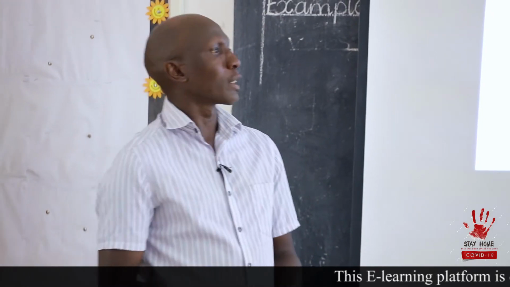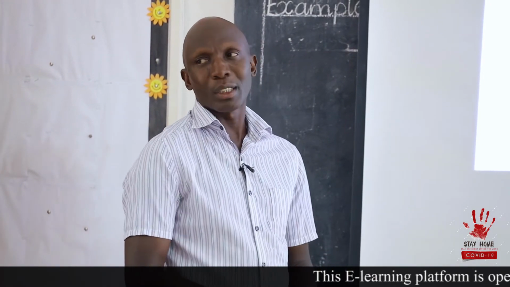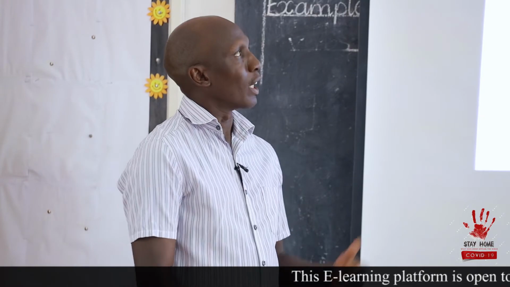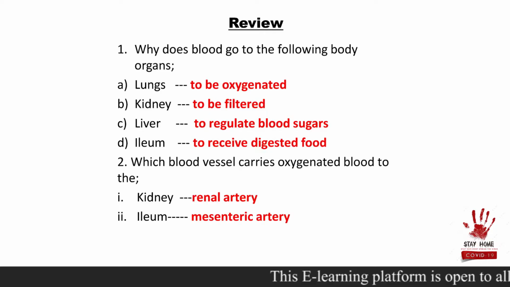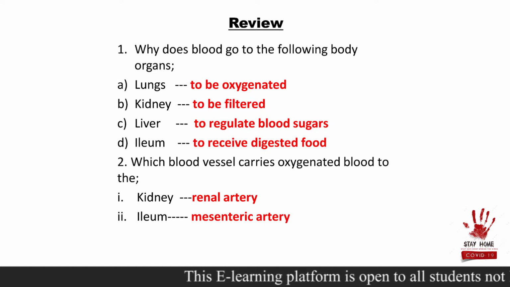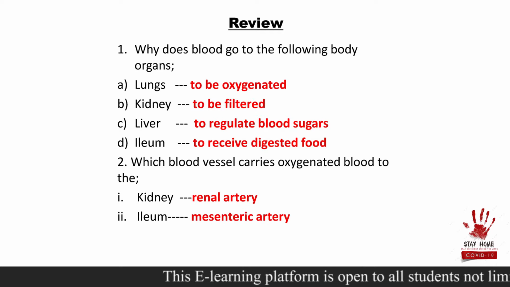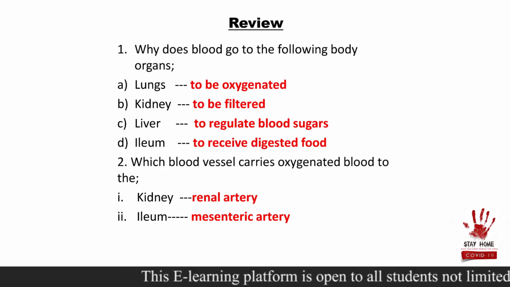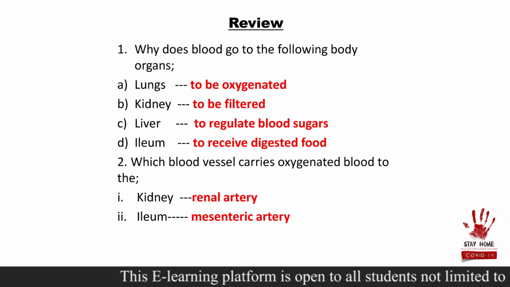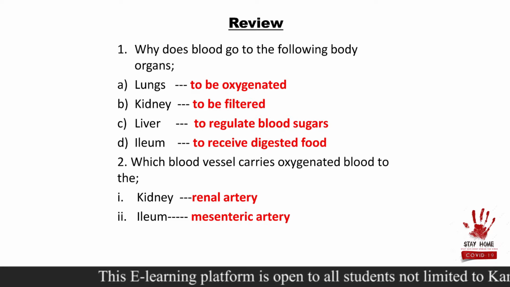But first, we shall review our previous work. I left you with that previous work. The first question was, why does blood go to the following body organs? We have the lungs, that's to be oxygenated. Check with your answers. The kidneys, that's to be filtered. The liver, that's to regulate blood sugars. And the ileum, to receive digested food. So check with your answers.